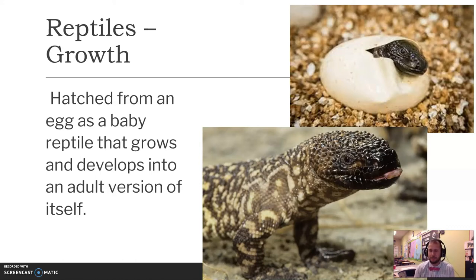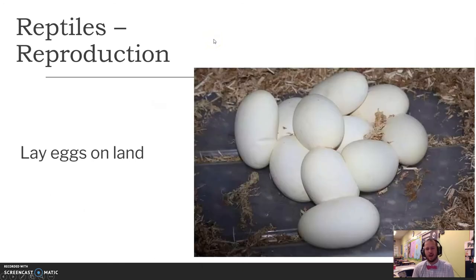They will hatch as a baby reptile that grows into a bigger version of itself. So there's no metamorphosis for a reptile. They just hatch how they're going to look and grow into their adult form. They do lay eggs. As we discussed earlier, those eggs are laid on land. Because there is no metamorphosis when they hatch, they're not able to breathe underwater. So they're just laid and hatched on land.